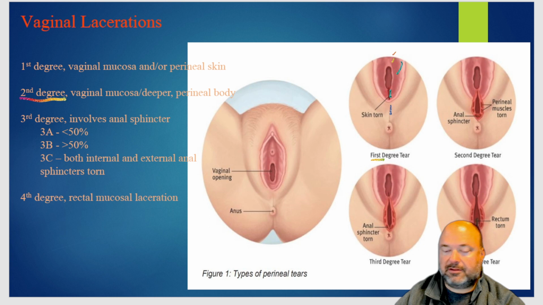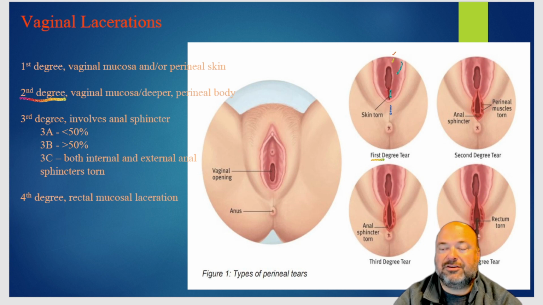A second degree, which is what we're going to see most commonly and probably spend the most time talking about today, is disruption of the mucosa that goes deeper down into the vaginal muscularis, or disruption of the perineal body that goes down into the deeper connective tissue as well.